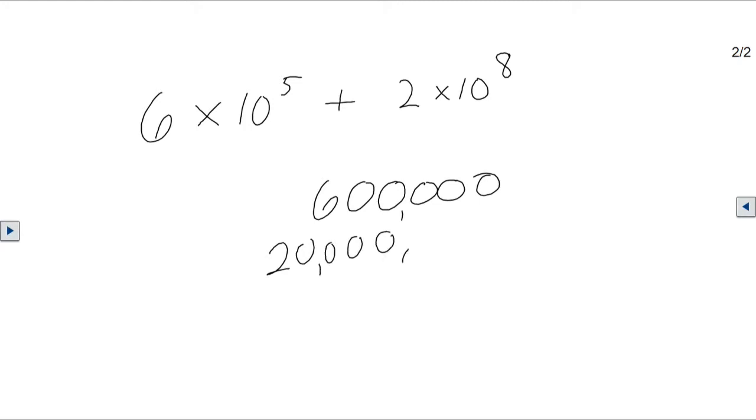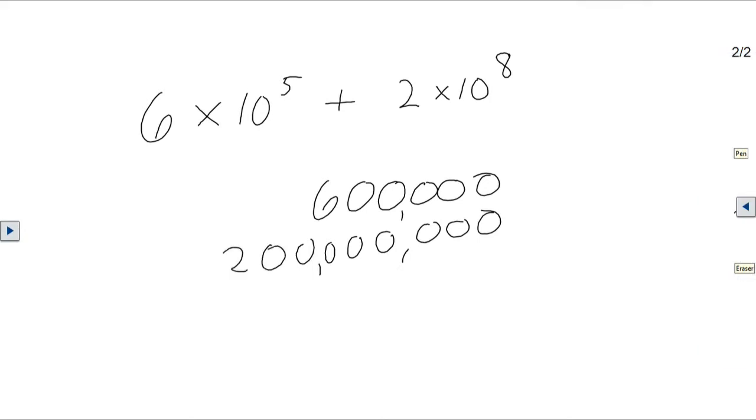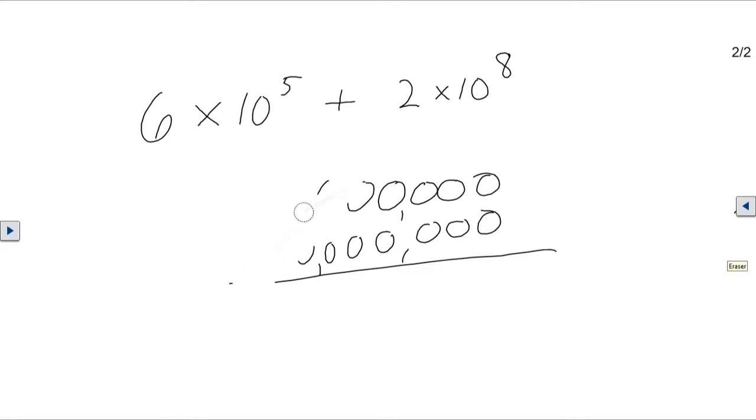Oops, I think I screwed up lining up my zeros. Let me add another 0 in there. I apologize. There we go. That would be 200 million. And if I were to add those together, I wouldn't add the 2 and the 6 together because they don't have the same place value. Now again, we don't want to have to convert it back to standard form to add those because that defeats the whole purpose of scientific notation.